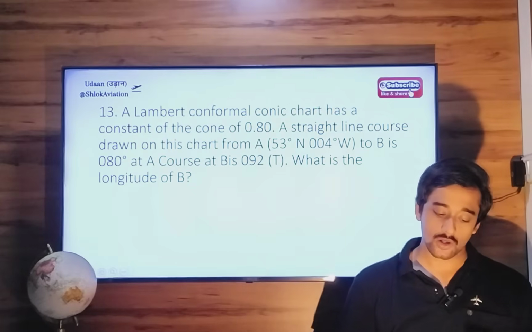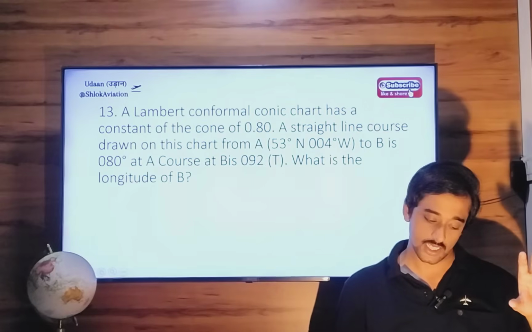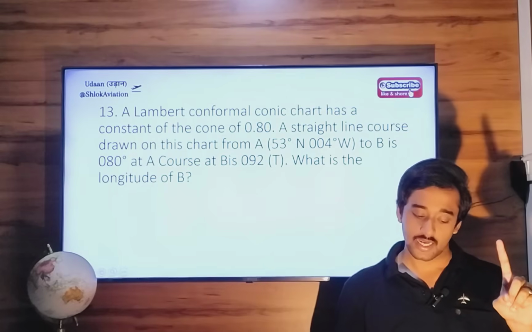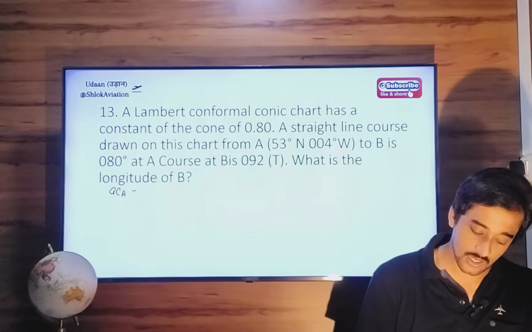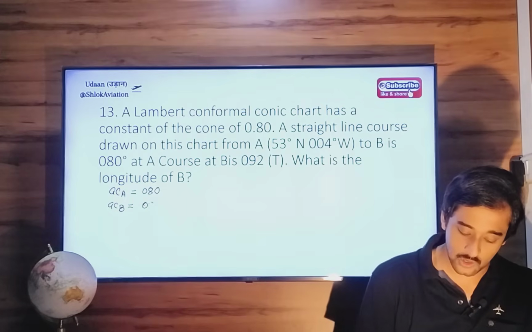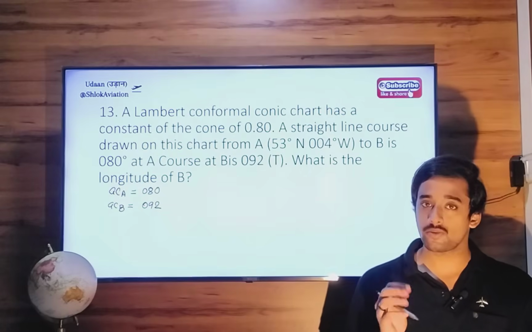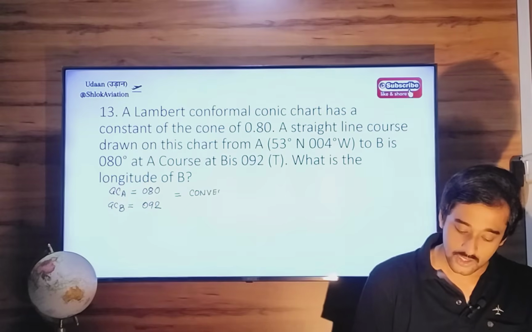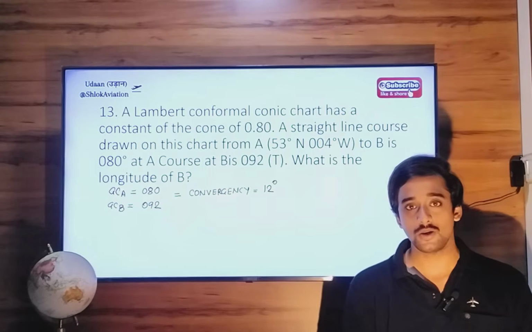A Lambert's chart has a constant of cone 0.8. A straight line drawn on this chart from 53 north 4 west towards the destination is 080, and the great circle track at the destination is 092. So the great circle track at A is 080, and when it reaches B, it becomes 092. What is the longitude of B? Now we all know that the difference between two great circle tracks is equal to convergence. So here the difference between 80 and 92 is 12 degrees. So convergence equals 12 degrees.